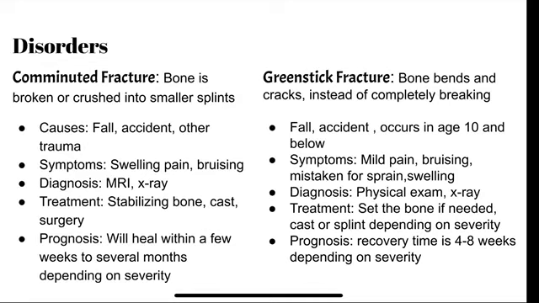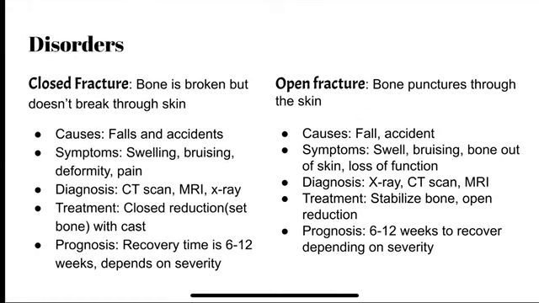A comminuted fracture is where the bone is broken or crushed into smaller splints. A greenstick fracture is when the bone bends and cracks instead of completely breaking. A closed fracture is when the bone is broken but doesn't break through the skin. An open fracture is when the bone punctures through the skin.